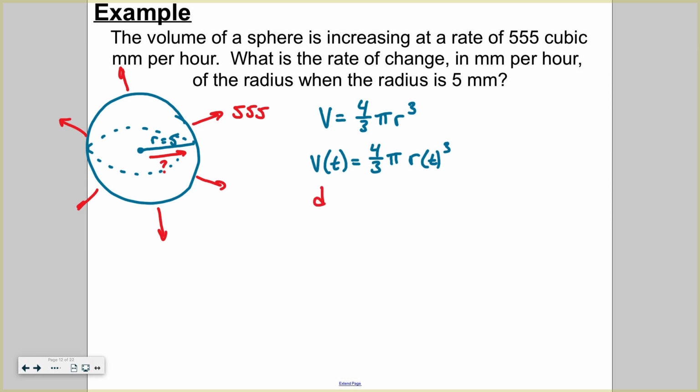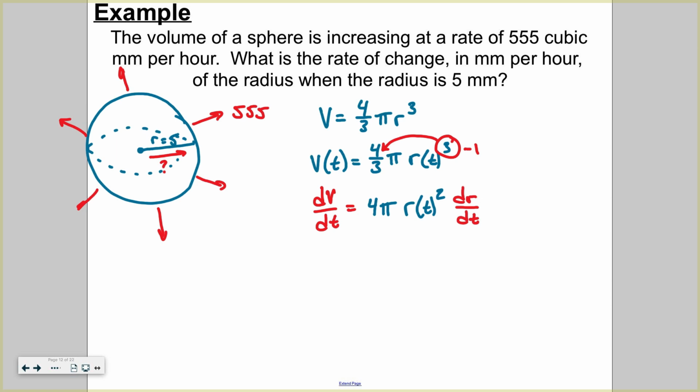So now that we've identified which variables change with respect to time, we can take the derivative of both sides. This is going to be dV over dt is equal to, and then we have to do the power rule and then a chain rule. Power rule says we're going to take the 3 times the coefficient and subtract 1. So 4/3 pi times 3 is just going to be 4 pi r of t squared, and then times dr over dt.